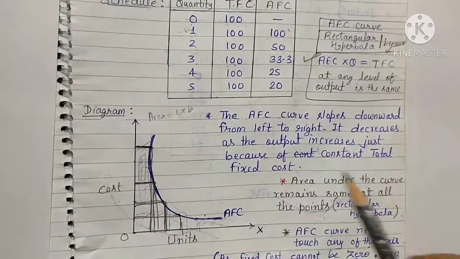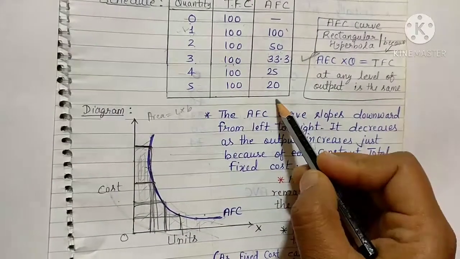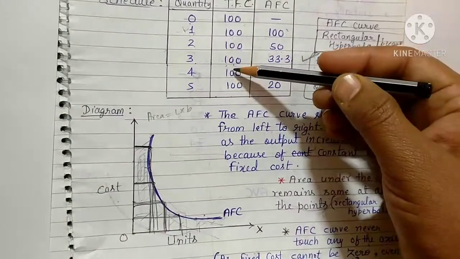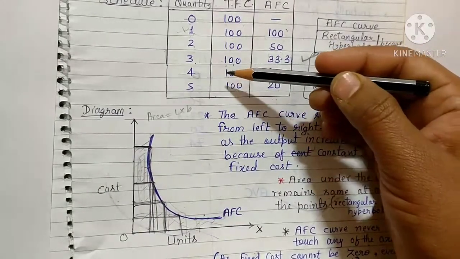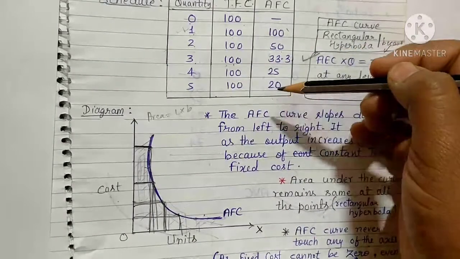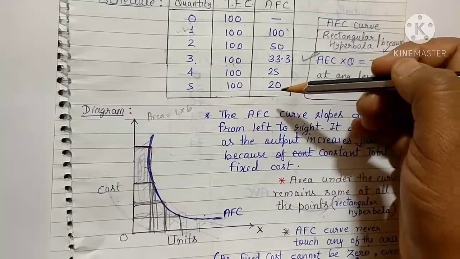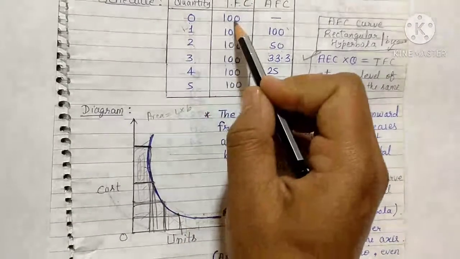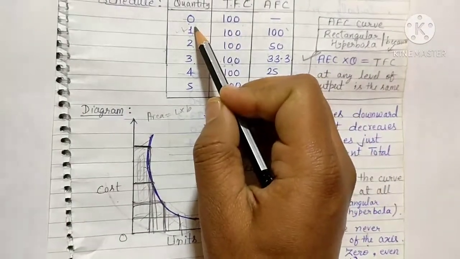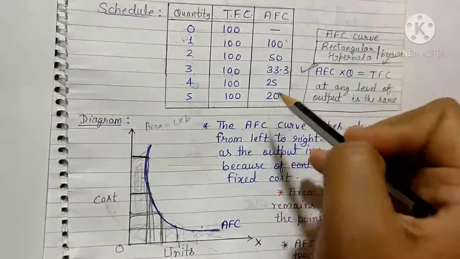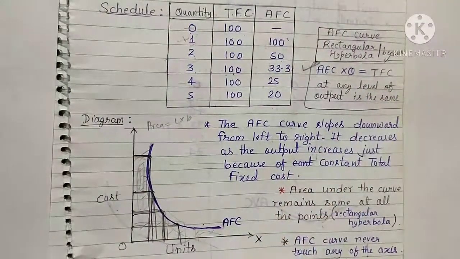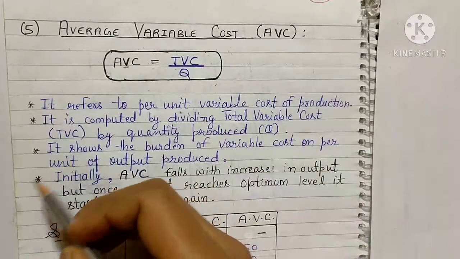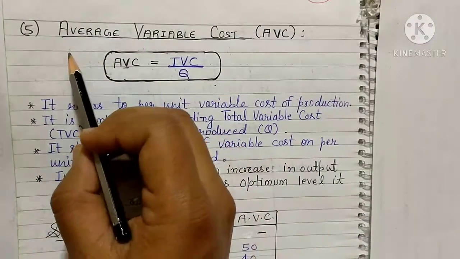So remember, the AFC curve will never become 0. Why? Because our TFC cannot be 0. Total fixed cost cannot be 0, therefore AFC also can't be 0 here. Remember this thing. As fixed cost cannot be 0, even at 0 level of output it is 100. So AFC can never be 0. Now we will talk about the next type of cost, that is average variable cost.